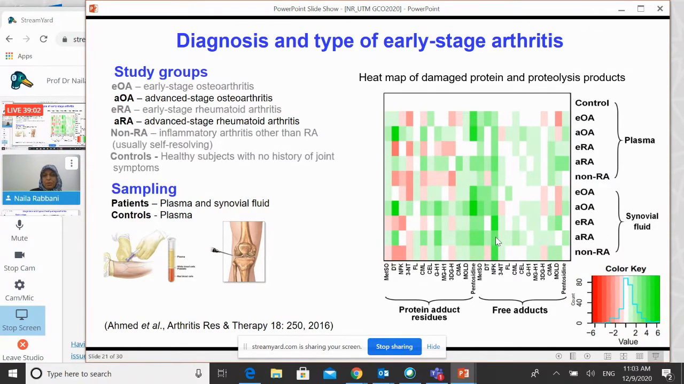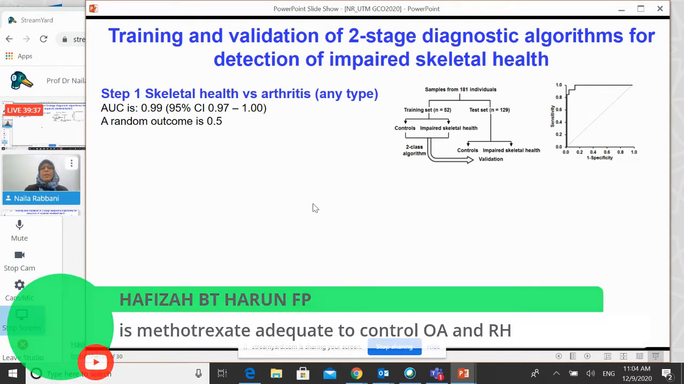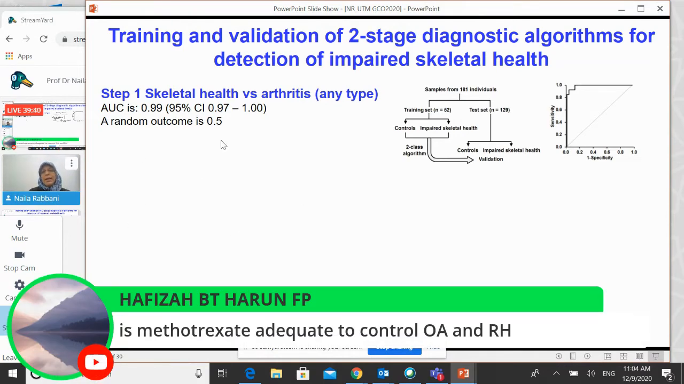So we developed, using the algorithm, only the early OA sample or protein damage markers from early stage arthritis people, to develop our diagnostic predictive algorithm for who is going to go on to develop which kind of arthritis. So we again trained and validated a two-stage diagnostic algorithm for detection of impaired skeletal health. The first step was skeletal health versus arthritis of any type. And we have 181 individuals.